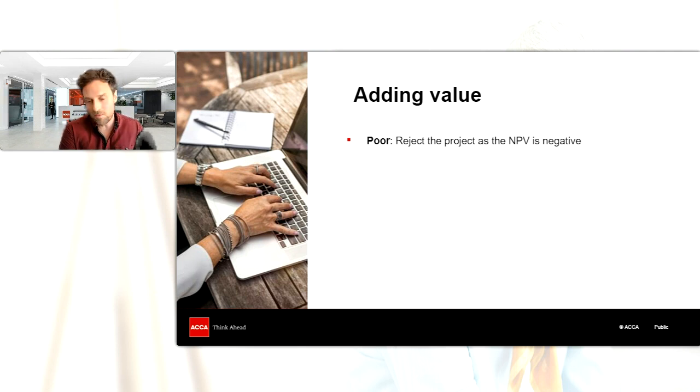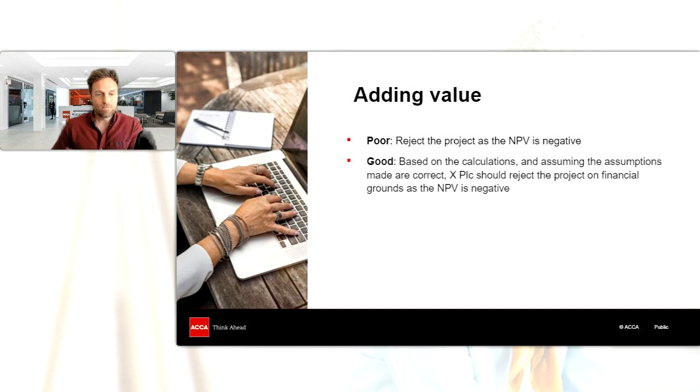So you do an NPV, it comes out as negative, and students write, "Reject the project as the NPV is negative." Okay, right. The premise is fine, your knowledge is okay, but how can you turn that into a more insightful and value-adding response? "Based on the calculations and assuming the assumptions made are correct." Right, so now you're looking at being skeptical, great. Then, drop in the company's name: "should reject the project on financial grounds as the NPV is negative."